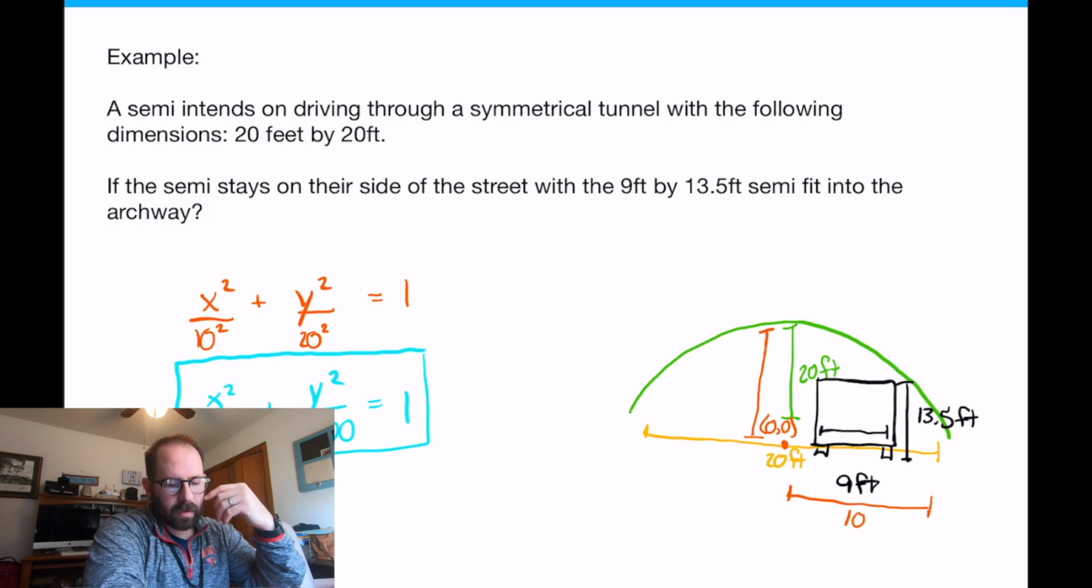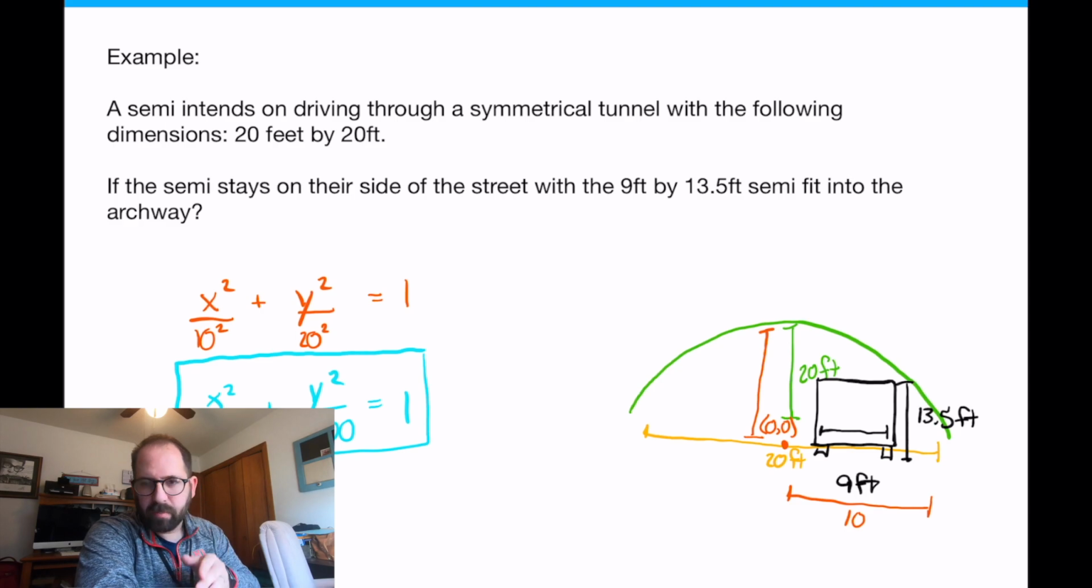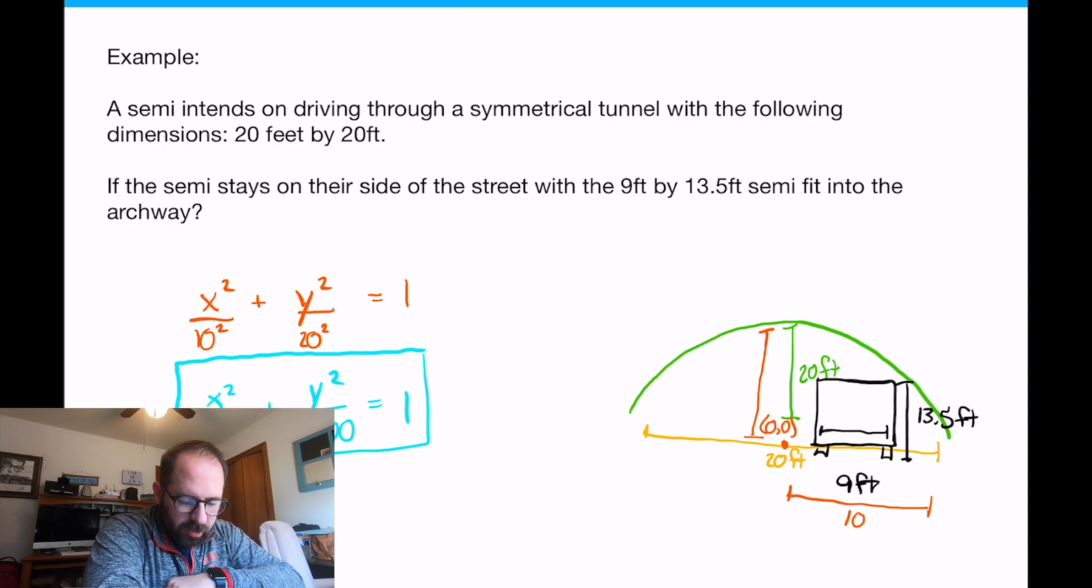Alrighty. Okay, so there's two things I want to talk about with this problem. Number one, if my father stayed on his side of the road, would the semi clip the top of the bridge? Because if we can answer that, if the semi will fit, then we don't need to check the one going down the middle of the road. So I'm really putting this thing to the test.